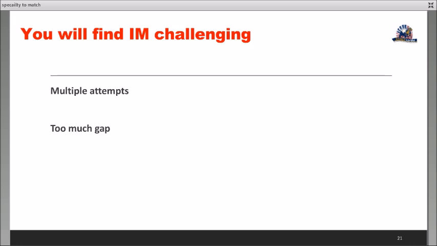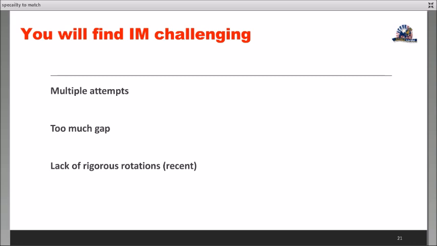Too much gap. IM again wants you to be clinically current. One of the specialties that really does not like the gap. So the more clinically current you are because of your rotations, recent graduation or other work, you have a good chance in IM. Lack of rigorous rotations, recent rotations is a big thing in IM.